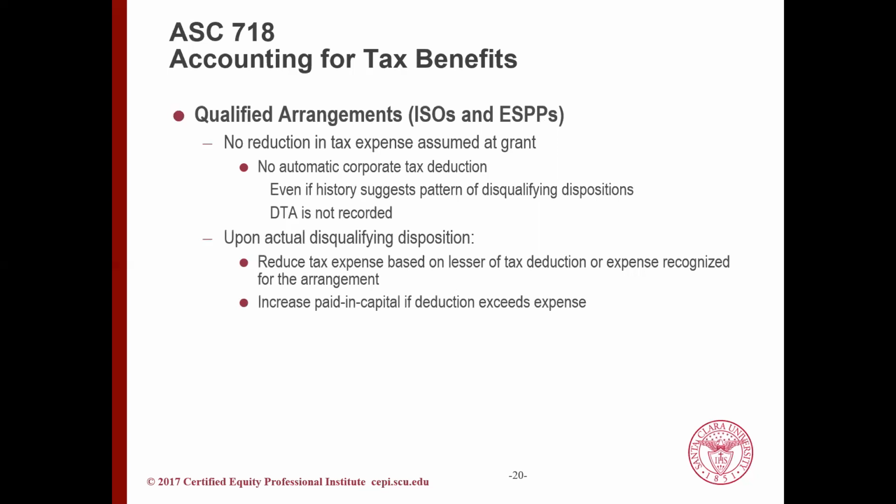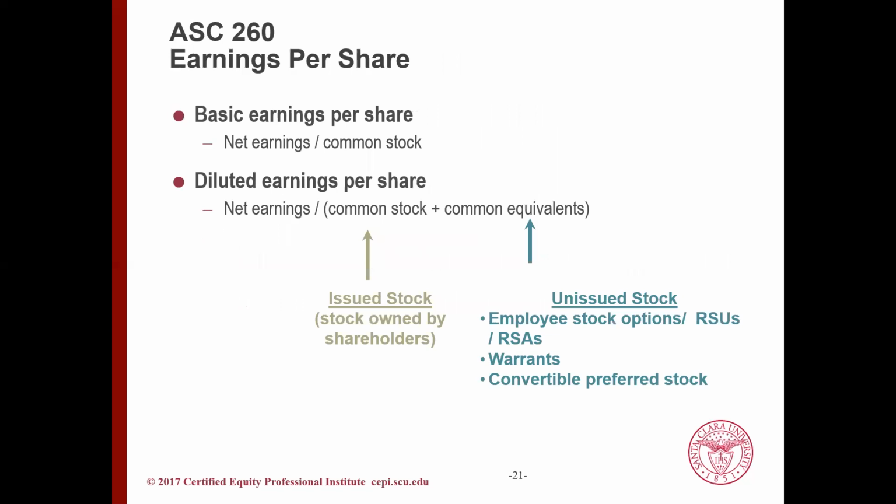Okay, let's move on now to our final topic of earnings per share. So, under ASC 260, which is the accounting standard for earnings per share, or EPS for short, companies are required to report two kinds of EPS computations.